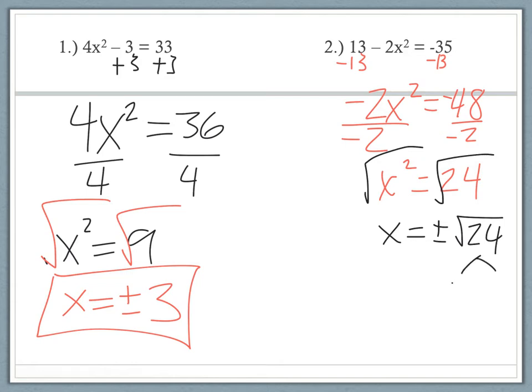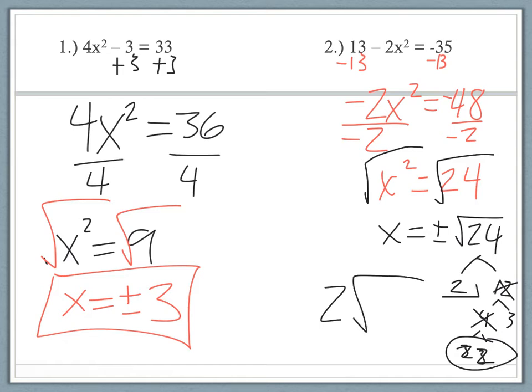So let's break this down. This is 2 and 12. 12 is 4 and 3, and 4 is 2 and 2. Now I'm going to go ahead and cross these off so I don't use them again. So there's my pair of 2's. A 2 is going to go on the outside, and then I'm left with a 2 and a 3. So we multiply those, so I have 6 left on the inside. So x equals plus or minus 2 square root 6.